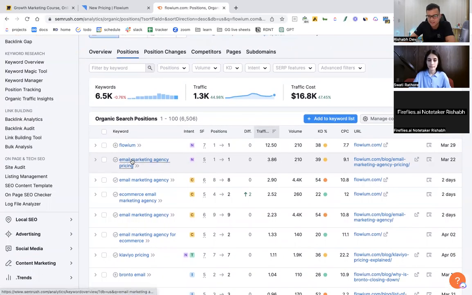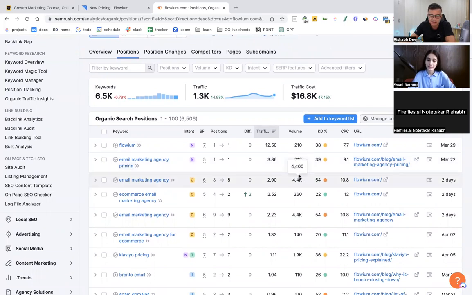The next thing is actually quite good, which is email marketing agency pricing, which gets 4% of their traffic, volume 200. These numbers might sound small, but when you add them up, they will actually be quite good. And for an agency, you don't need a lot of traffic. You just need one client. Maybe it's coming from a few thousand visitors. So this is pretty good.